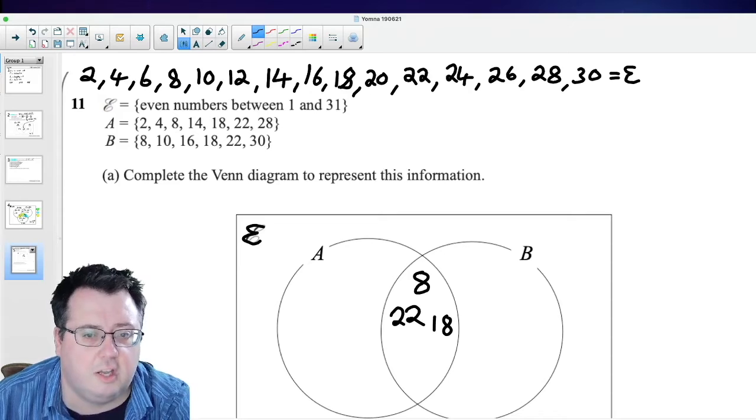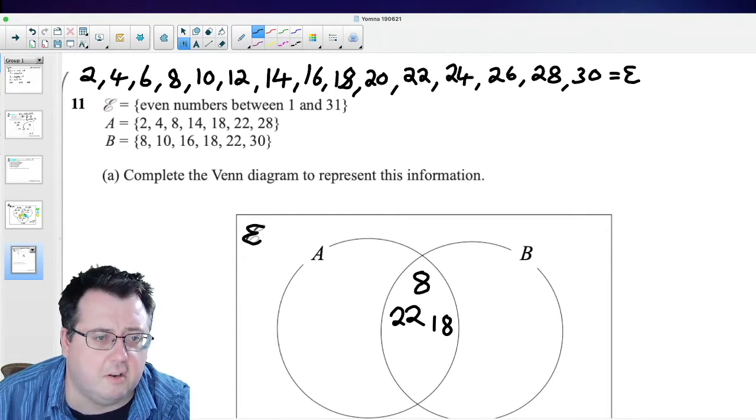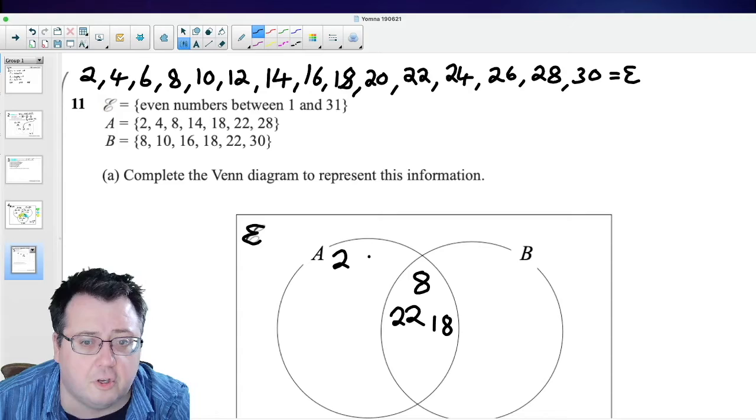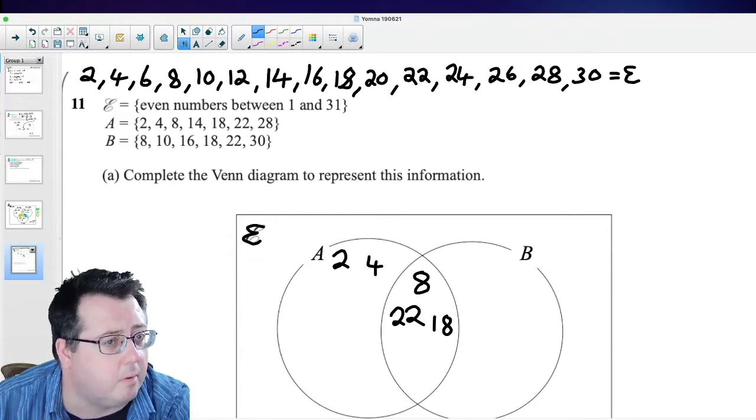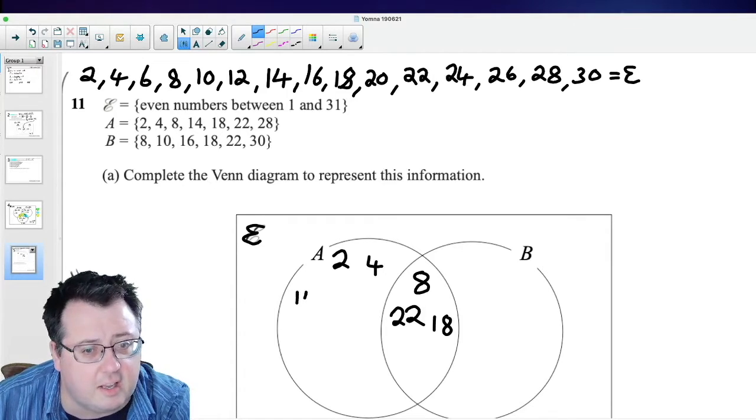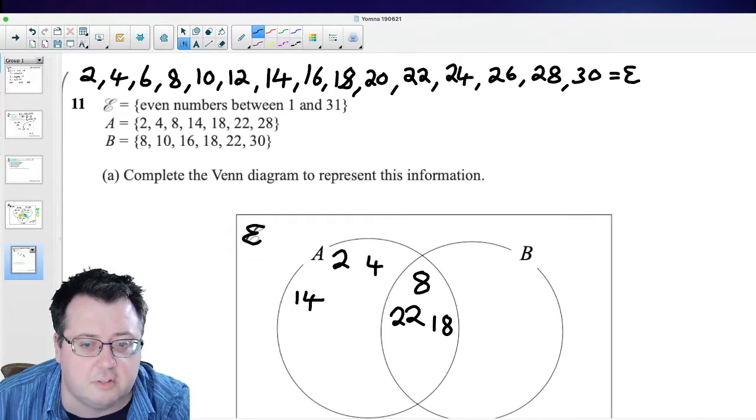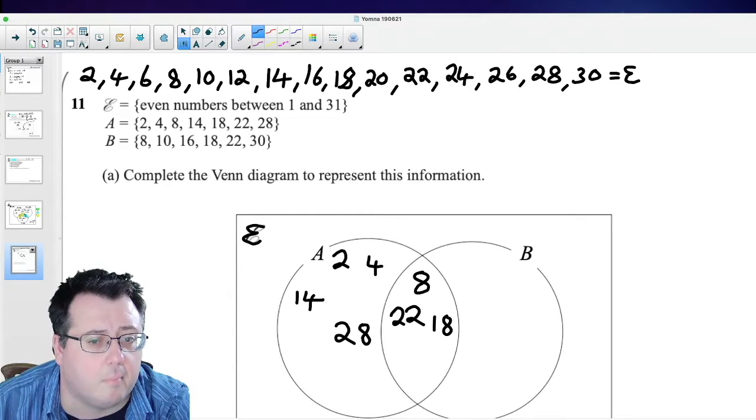Okay. So we can now put in the numbers that are not in both into their respective circles. So 2 can go into A, 4 can go into A. We've already got 8 in A. 14 can go into A. 18 is already in A. And 22 is already in A. And then the only other one that's not in A is 28.